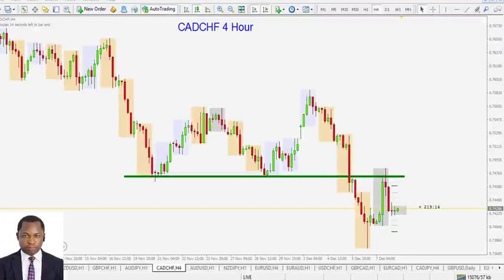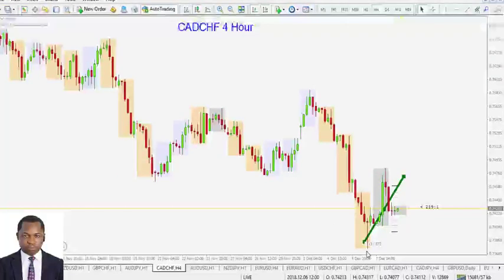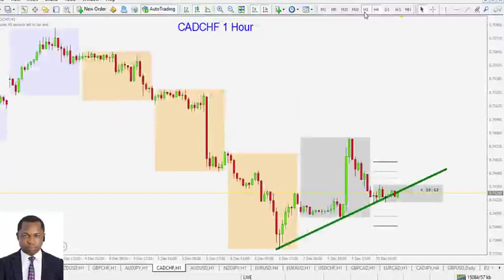The Canadian dollar against the Swiss franc, price is likely going to begin to crawl back up. It is very possible. So this is what I am anticipating. I'm going to take out this level. We can have this one here. Okay, let's go to the 1 hour time frame.